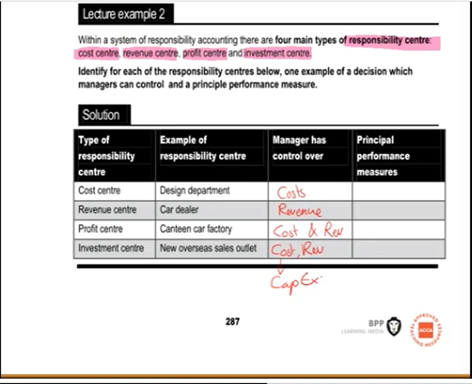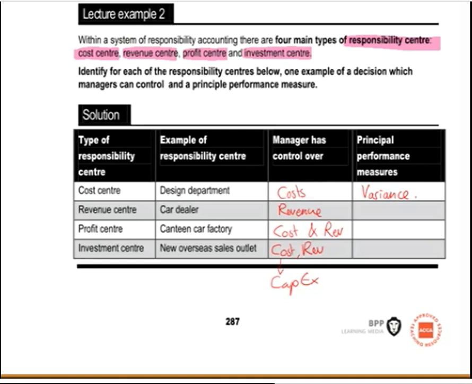So let's think how we can appraise performance of each of these different centres using the skills that we've developed so far in the course. If I'm looking at whether costs have been controlled against the budget, the plan, well, that could be appraised with some variance analysis. I can consider my material price or usage variance to see whether we're controlling the cost of materials effectively in our design department.